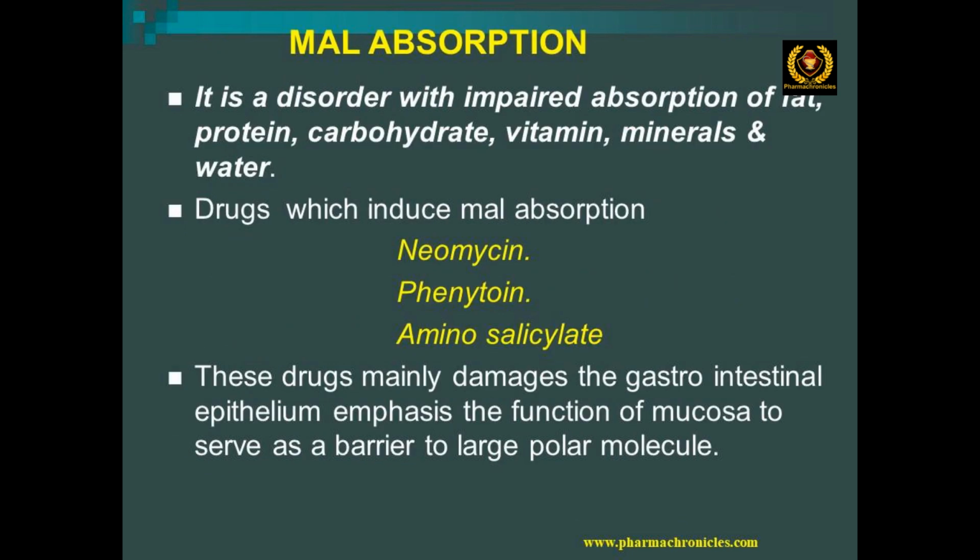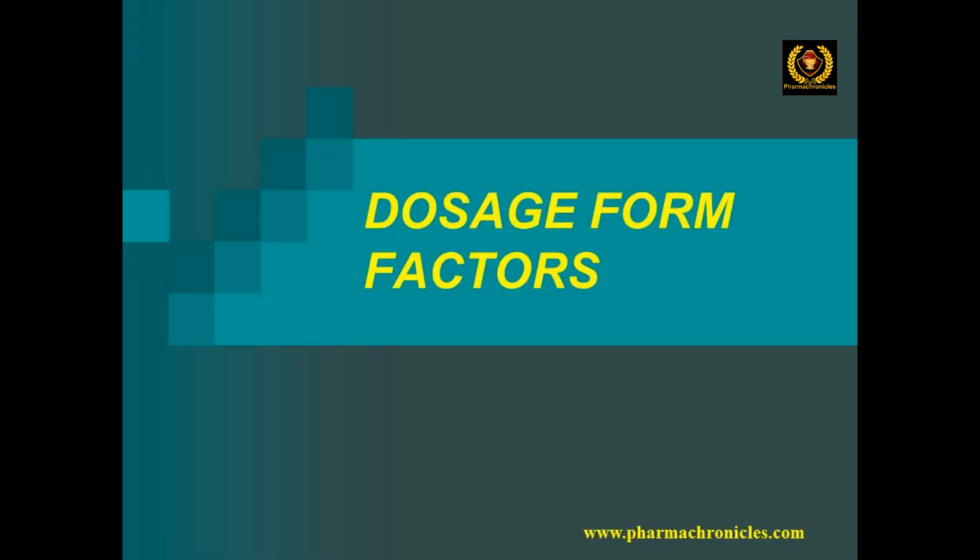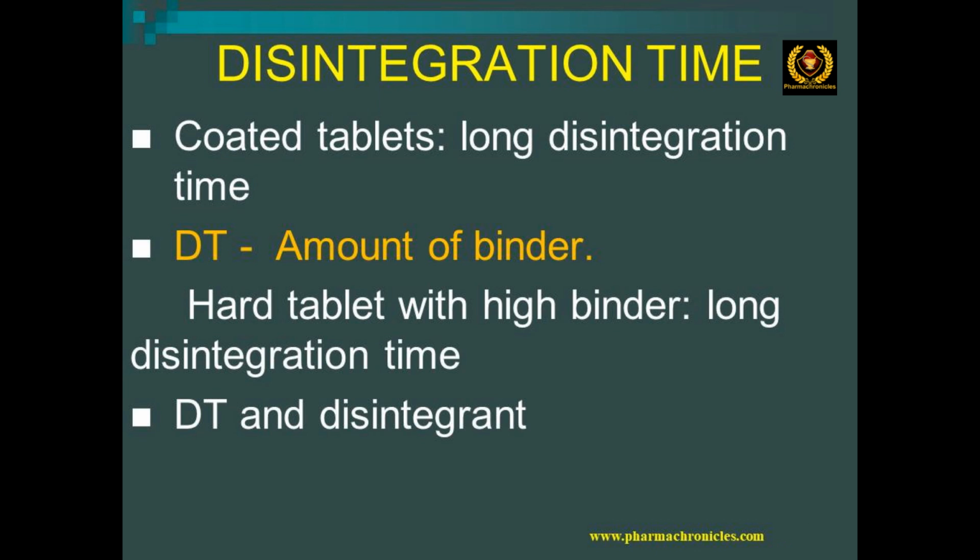Malabsorption. It is a disorder with impaired absorption of fat, protein, carbohydrate, vitamins, minerals and water. Drugs which induce malabsorption: neomycin, phenytoin, aminosalicylate. These drugs mainly damage the gastrointestinal epithelium, impairing the function of the mucosa to serve as a barrier to large polar molecules. Dosage form factors.